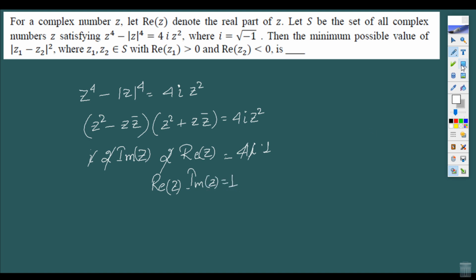Now if you try on plotting this in the Cartesian plane, you realize that this is basically the rectangular hyperbola xy is equal to 1, somewhat like this. And in that case, if real part of Z1 is greater than 0, so Z1 lies on this branch of the hyperbola, and real part of Z2 is less than 0, so Z2 lies on this branch of the hyperbola.